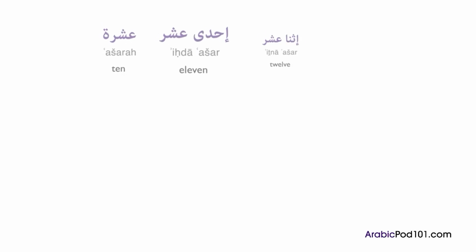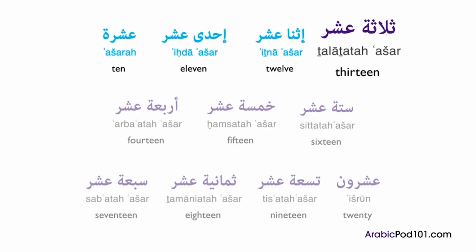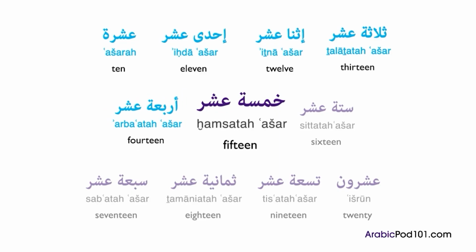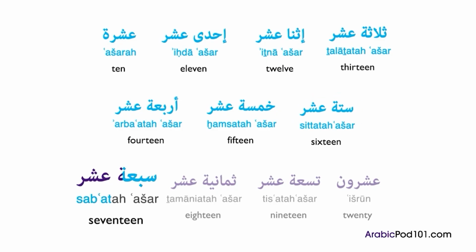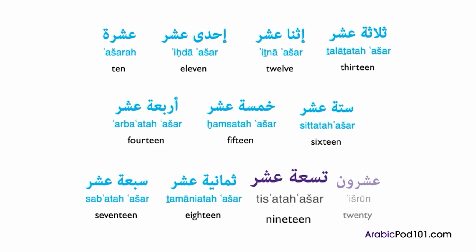عشرون. Okay, now repeat after me. I'll say the numbers and give you time to repeat each one. عشرة، إحدى عشر، اثنا عشر، ثلاثة عشر، أربعة عشر، خمسة عشر، ستة عشر، سبعة عشر، ثمانية عشر، تسعة عشر.